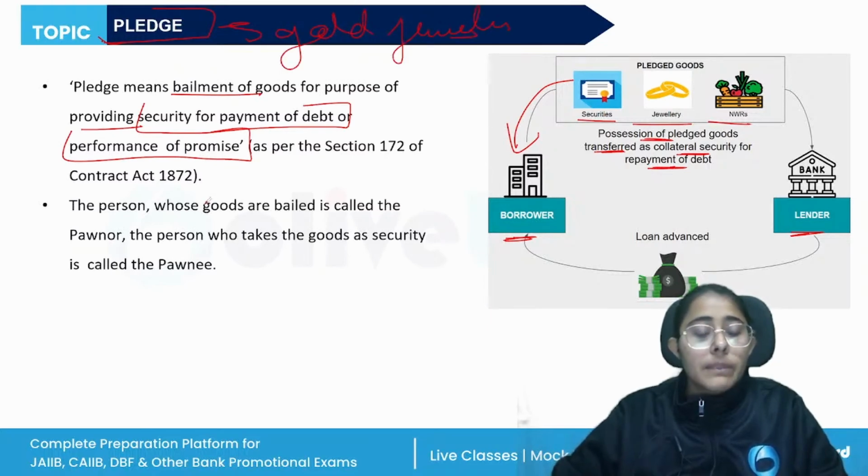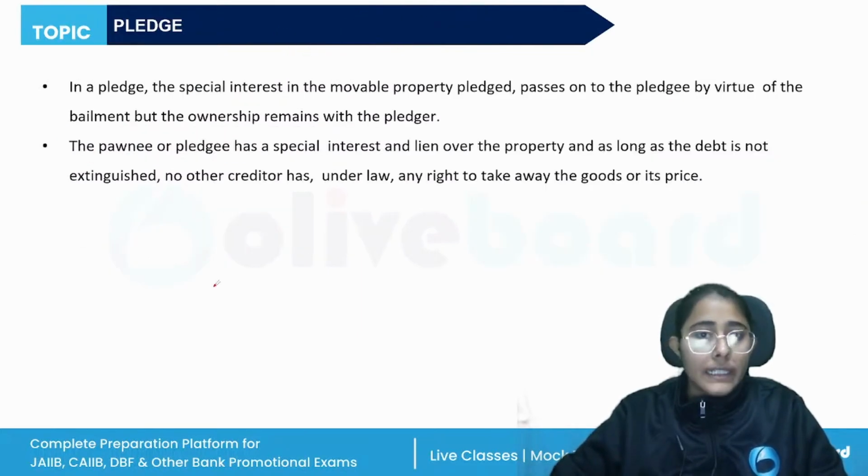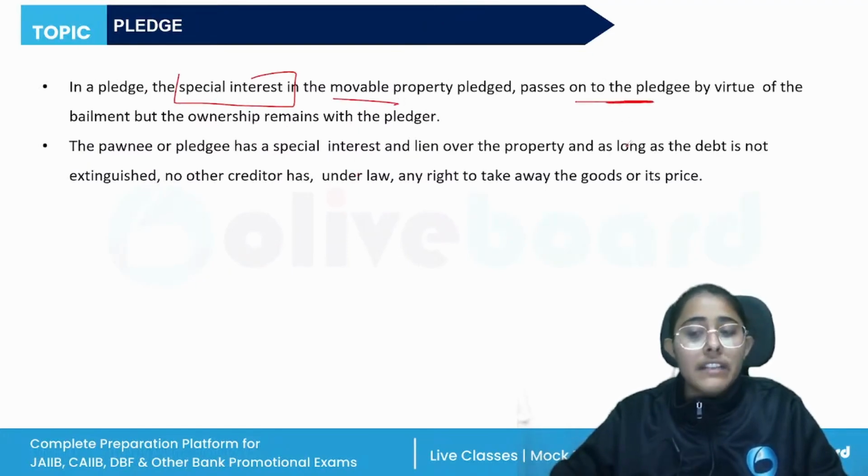All right. So the person whose goods are bailed is called the pawner, and the person who takes the goods as security is known as the pawnee. This is the pawner-pawnee relationship, which is similar to the bailer-bailee kind of relationship, the bailment of goods for the purpose of providing security.